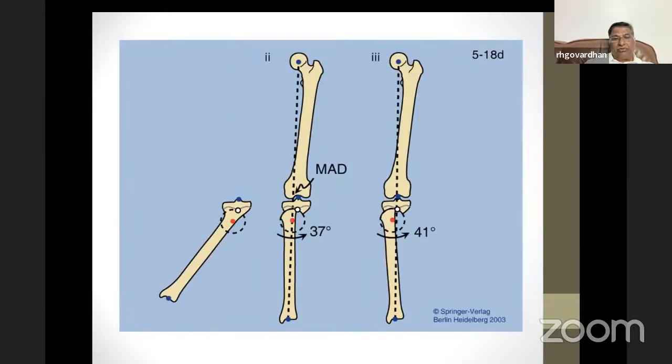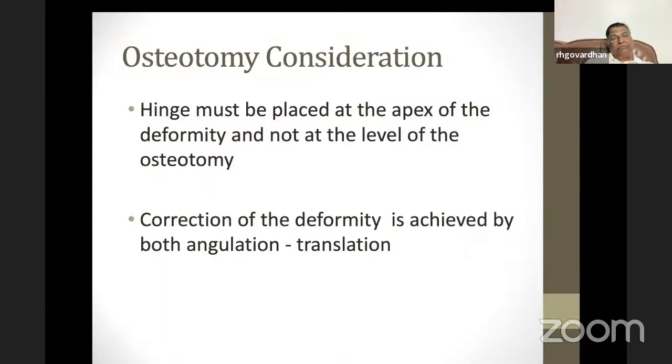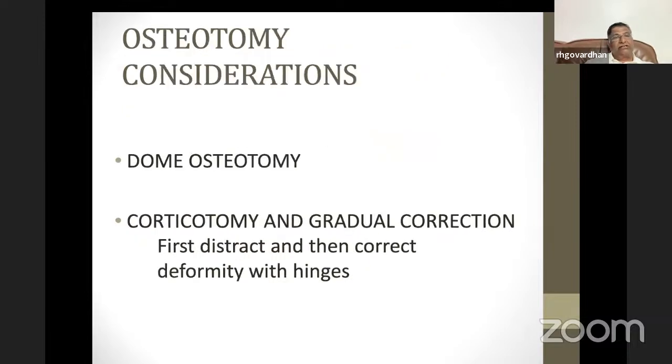which is the hallmark of osteotomy rule 2. If you are using a dome, from the apex you have to draw a center which is lower down and do a circle. A good example is the McVay osteotomy, where the apex of the deformity is closer to the articular surface, but McVay has done the dome in a reverse fashion. So there was a translation at the level. The hinge must be placed at the apex of the deformity and not at the level of the osteotomy. Correction of the osteotomy is achieved by both angulation and translation.